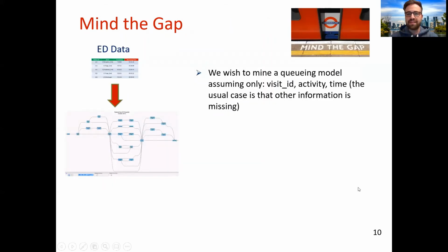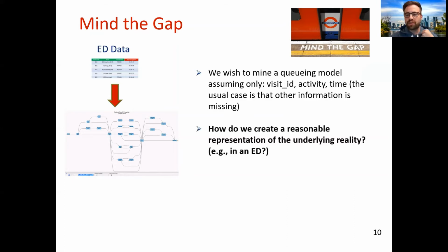With this in mind, we wish to close the following gap. We want to mine a queuing model or a simulation model, assuming we have only the visit ID, the activity, and the time, which is the usual case in most emergency departments that we encounter. The research question is, how do we create a reasonable model of the system, of the underlying reality? For example, in our emergency department, how do we create a suitable model automatically? And I'll show you what it takes to do so.